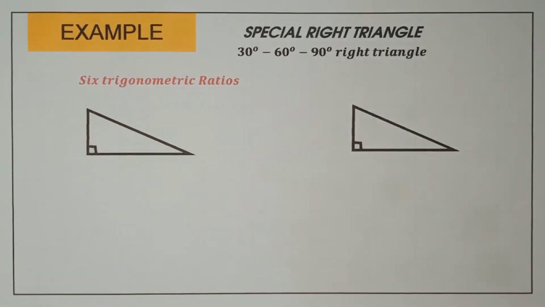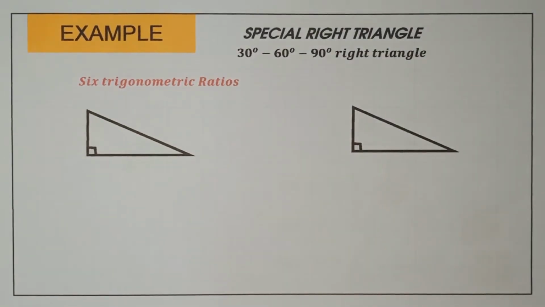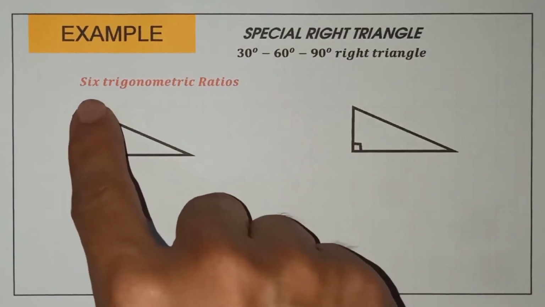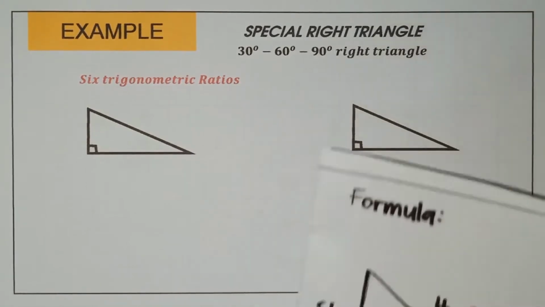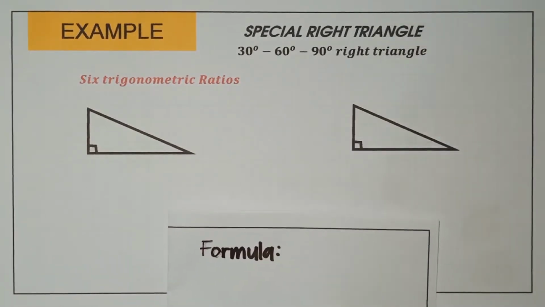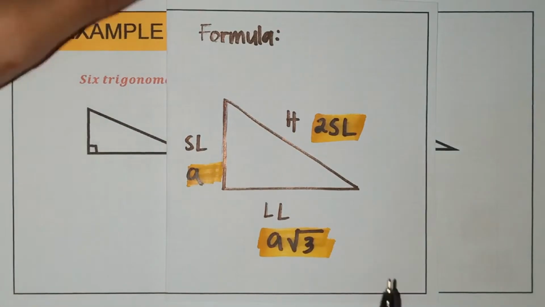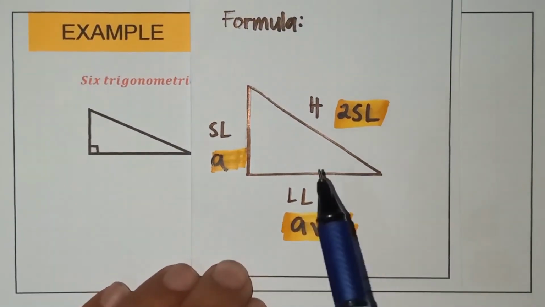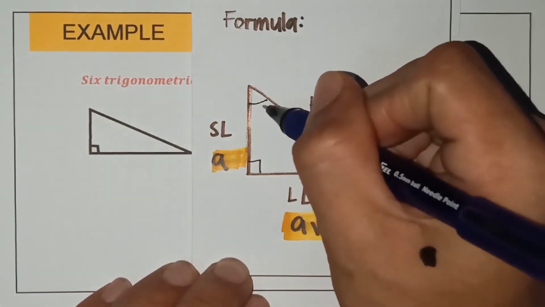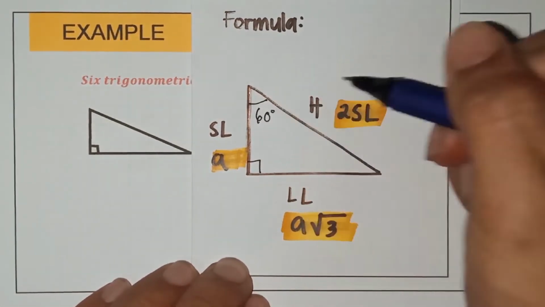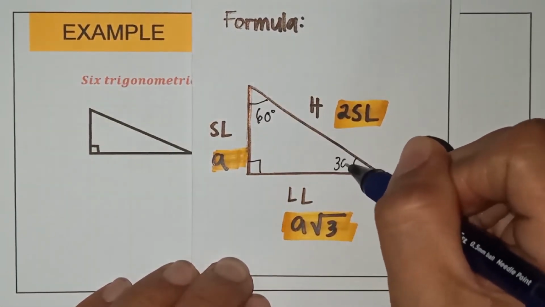For now, we will see the function of the special right triangle to the 6 trigonometric ratios. We will see if they are really a special right triangle. Let's say, for example, look at this one. We will review it first. This one is a 30, 60, 90. This is 60 degrees, and the other one is 30 degrees.